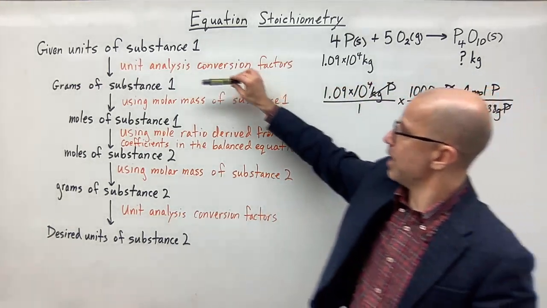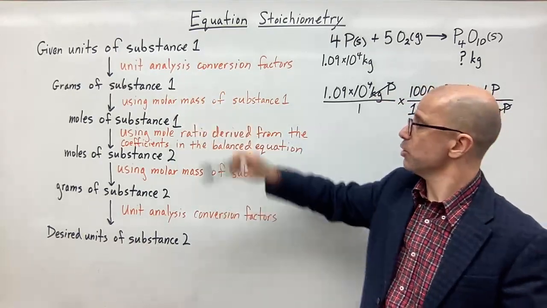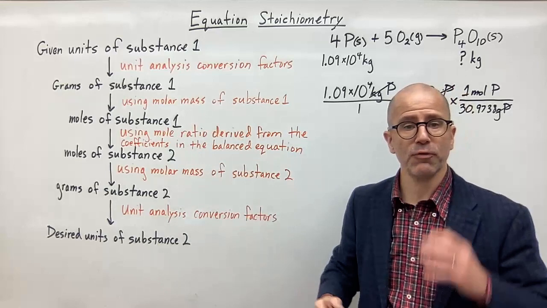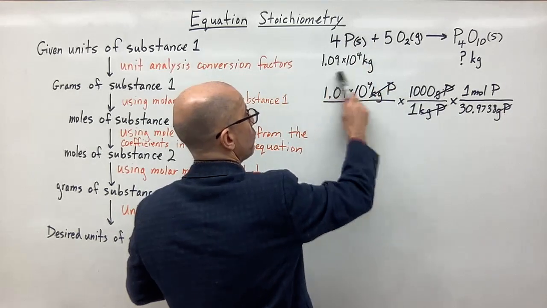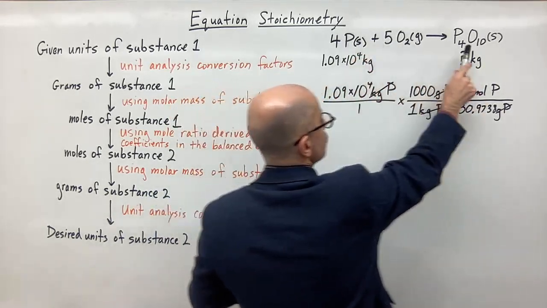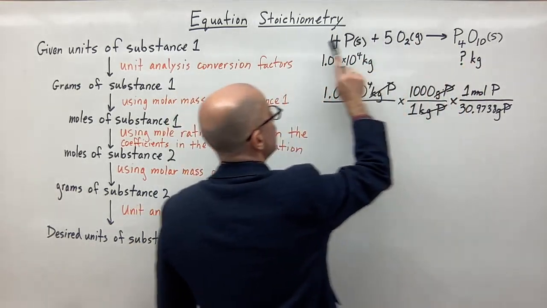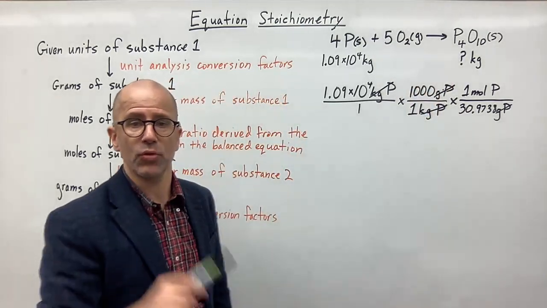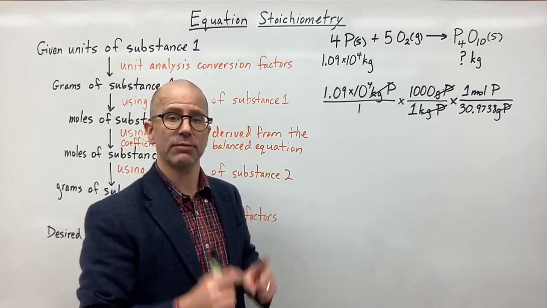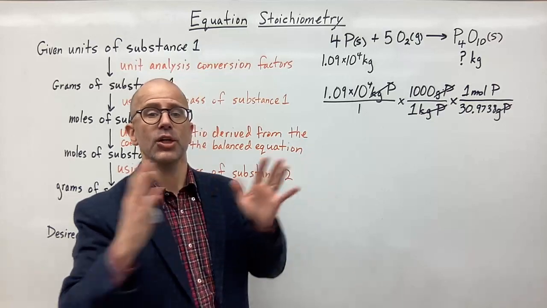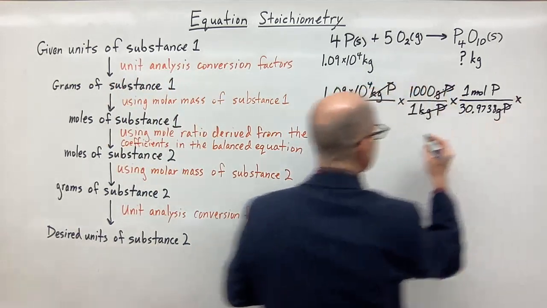Look where I'm at now. I've converted grams to moles, so I have moles of substance 1, which is phosphorus. Now I can do the mole ratio from the balanced equation. These are the two substances I'm interested in. The mole ratio between phosphorus and tetraphosphorus decoxide is 4:1, so 4 moles of phosphorus will give me 1 mole of the tetraphosphorus decoxide. I'm going to use that as a conversion factor to convert from moles of phosphorus to moles of the tetraphosphorus decoxide. So I'm going to continue down here.